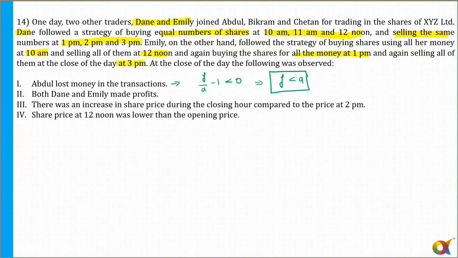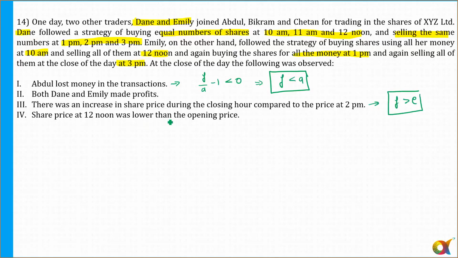There was an increase in the share price during the closing hour compared to the price at 2 p.m. Closing hour is at 3 p.m., so that is F. So this point says that the value of F is greater than E. Is that clear? At 2 p.m. the price was E and at 3 p.m. I have taken it as F. So F is greater than E. And A is greater than F.